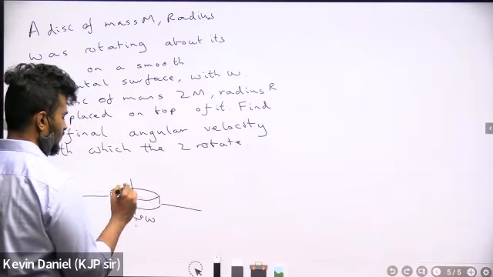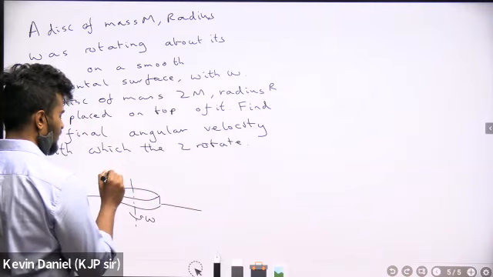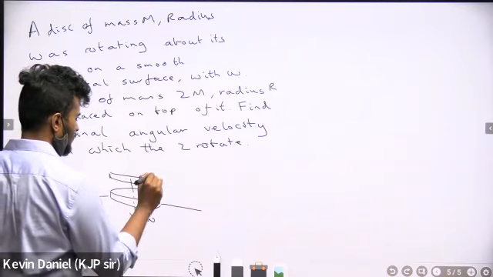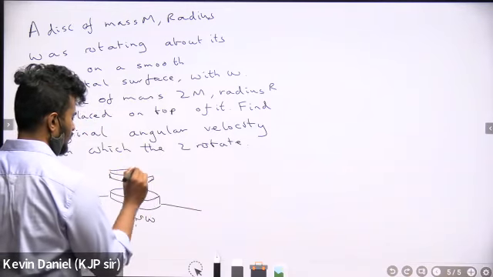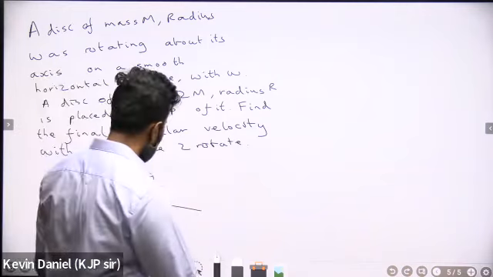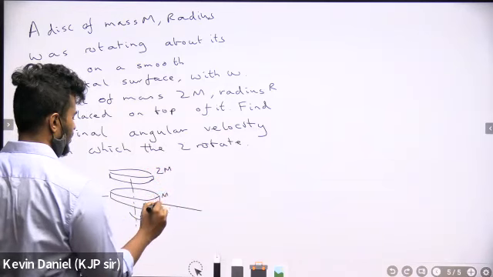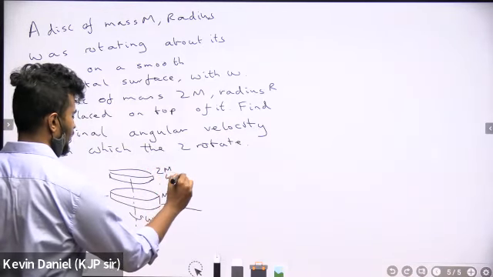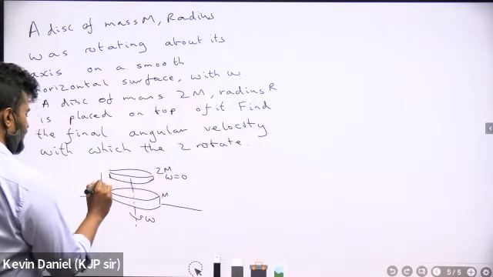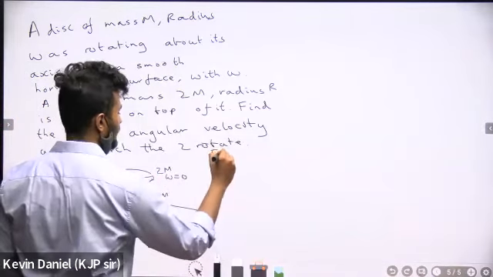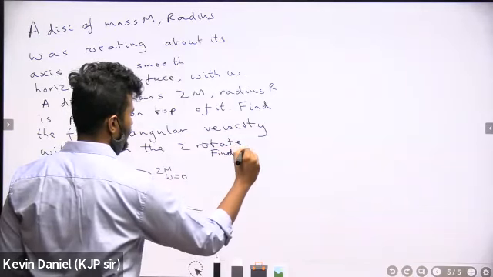उसके ऊपर तुमने एक और डिस्क प्लेस किया. ऊपर वाले डिस्क का मास 2m है, इस वाले का मास m है. ऊपर वाले डिस्क का ओमेगा 0 है, उसको इसके ऊपर प्लेस कर दिया. तो प्लेस करने के बाद क्या उनका कॉमन ओमेगा होगा, and also find the loss in kinetic energy.